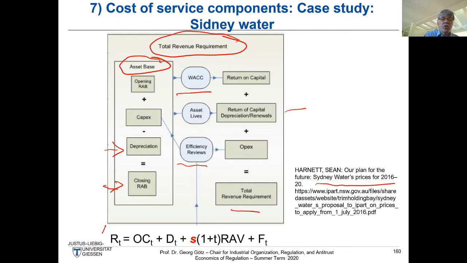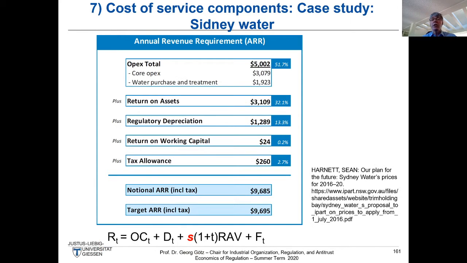And this is pretty much identical to what we have set up here in terms of our simple equation. Okay, that's what they are doing. And here you see some numbers for this problem. So once you have done this, you come up with what is called here an annual revenue requirement up here.